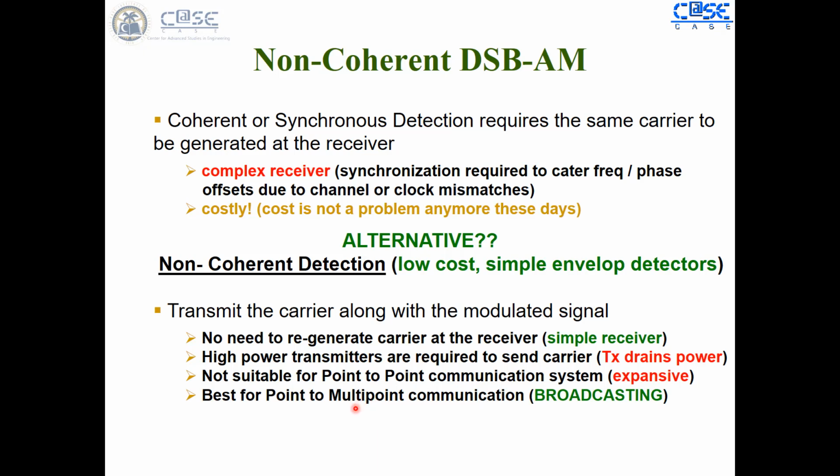So we can afford one high power inefficient transmitter, but we can't afford so many high power inefficient transmitters such as required in point to point or multi-point to multi-point communication systems, right? So we will talk about the efficiency of non-coherent detection shortly, and we will mathematically do the analysis behind it, and we will prove that non-coherent detection is indeed a highly power inefficient scheme, right?